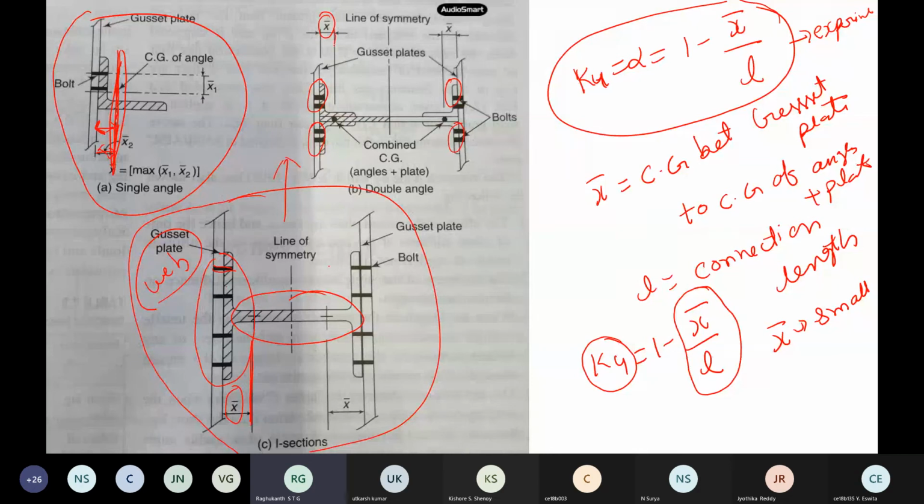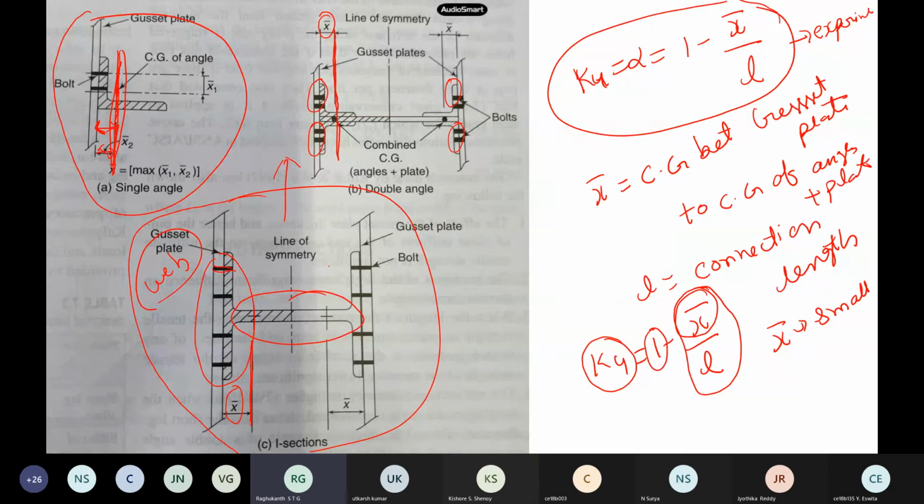So this is my x bar. You can see here. So what does it tell you? If x bar is very small, what happens? The CG of your angle section and plates coincide. So then you follow, right? Because the CG of your angle section is coinciding with the plates, the unconnected leg is more or less the same. Then there is no shear lag, it automatically goes to 1.